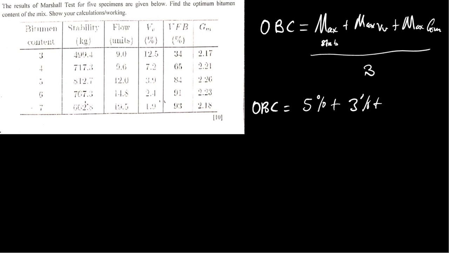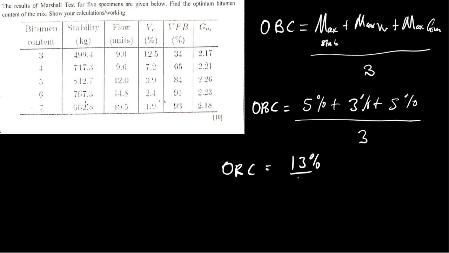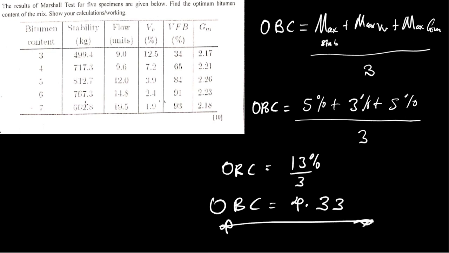Max GM is 2.26, which corresponds to a Bitumen content of 5%, and this is all divided by 3. So optimum Bitumen content will be 5% plus 3% plus 5%, which will give you about 13% divided by 3, and the optimum Bitumen content will basically now be 4.33. Just like that. That is the easiest way you can go about finding the optimum Bitumen content.